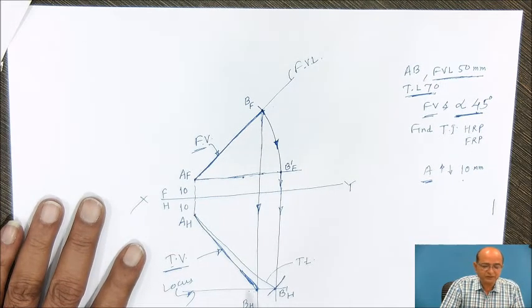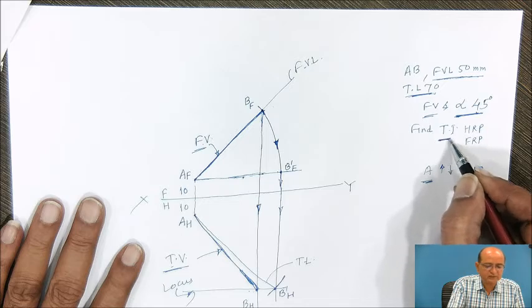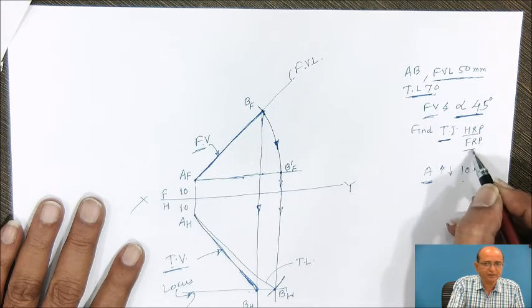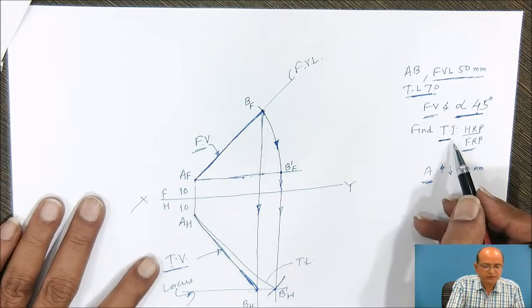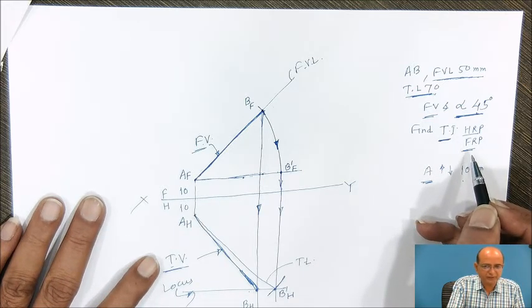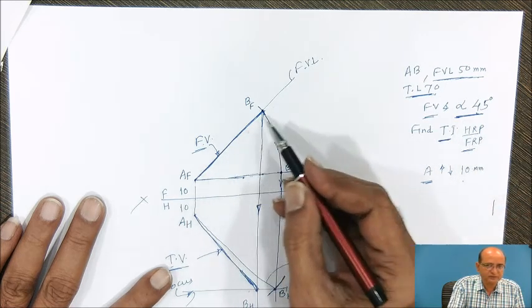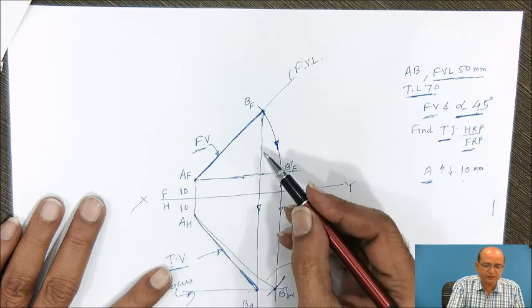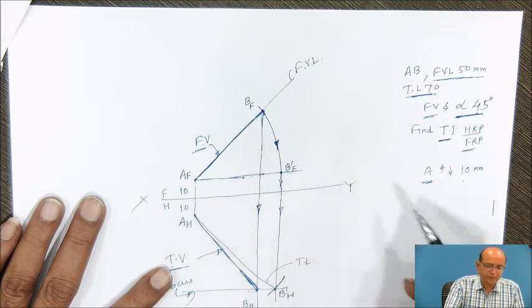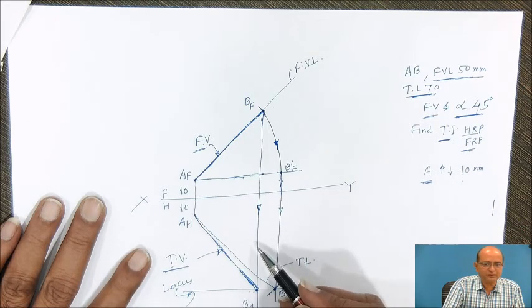Now the next question which is asked over here is to find out the true inclination with HRP and FRP. So the HRP true inclination will be obtained on this side, that is the front view side, opposite to H. That will be the true angle made by the line with HRP. And true inclination with FRP will be obtained on the bottom side.